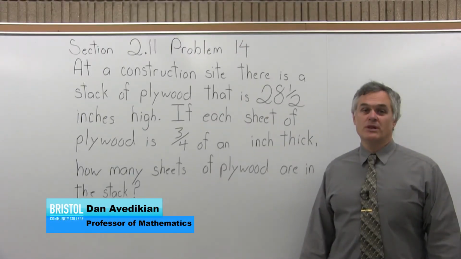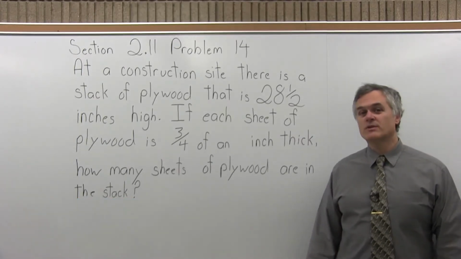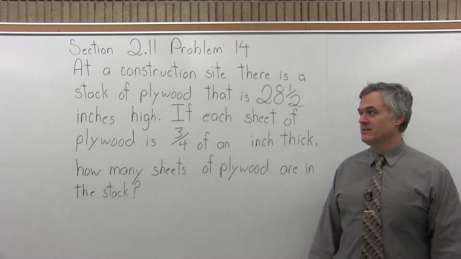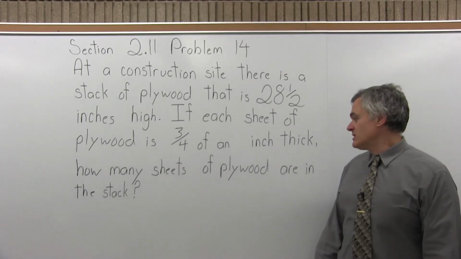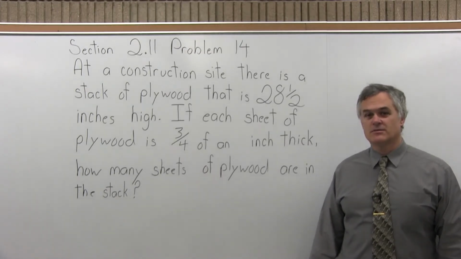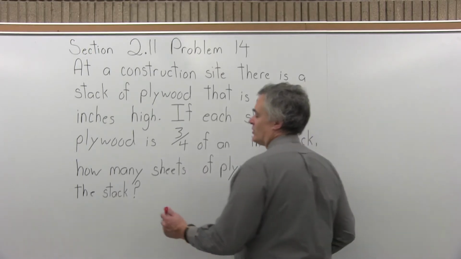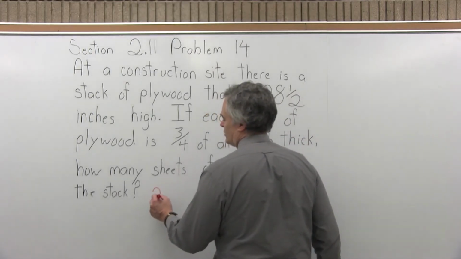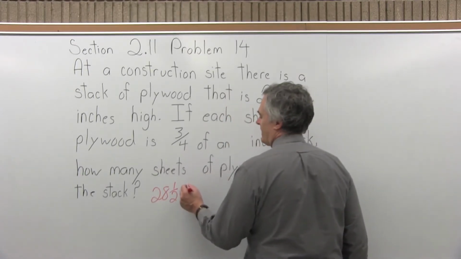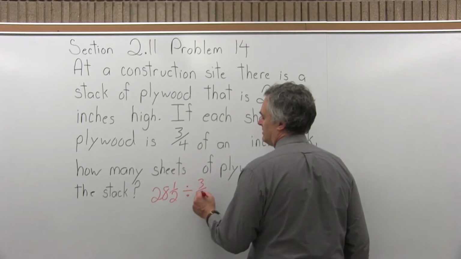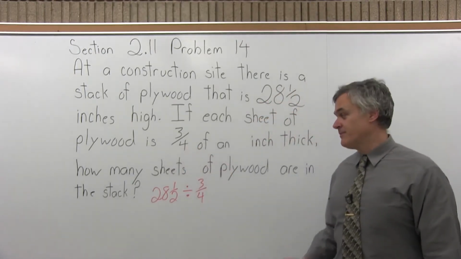This is Section 2.11, Problem 14. It says, at a construction site, there is a stack of plywood that is 28.5 inches high. If each sheet of plywood is 3/4 of an inch thick, how many sheets of plywood are in the stack? So what we have to do to figure this out is divide. So the whole stack is 28.5 inches high. And if we divide that by the thickness of each sheet, 3/4 of an inch, it should tell us how many sheets are in the stack of plywood.